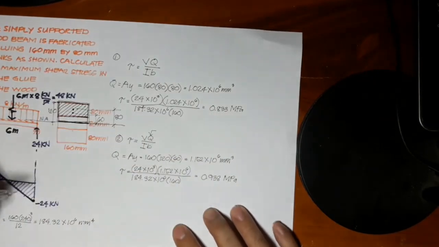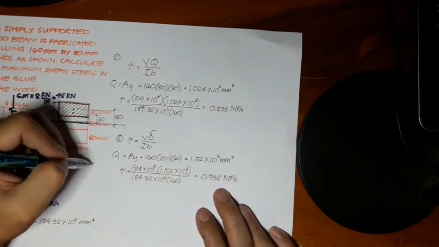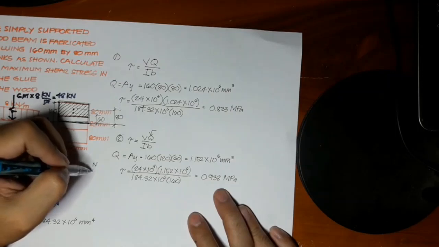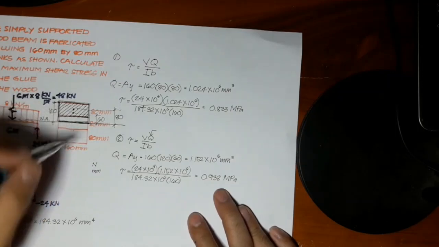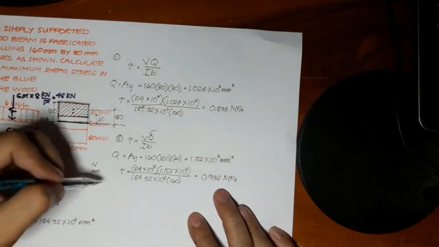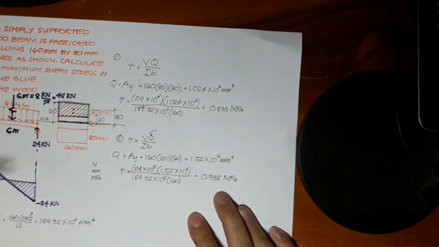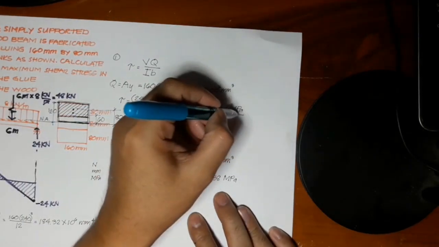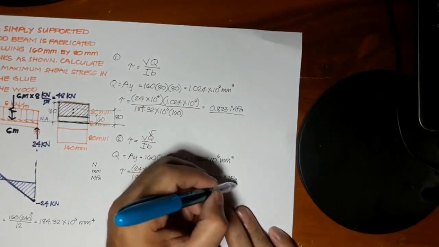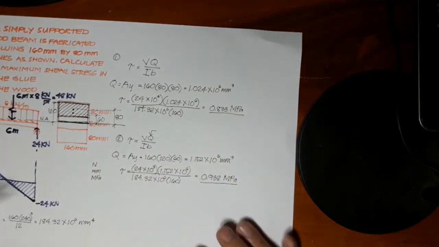megapascals. Why did we get megapascals? Because our units are in Newton and mm. If the units that we substitute in the formula are Newton and mm, we automatically get megapascals. So in the glue we get this value, and in the wood we get this value. Thank you for watching.